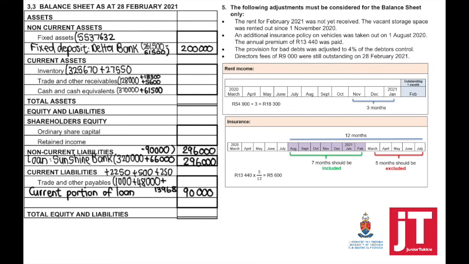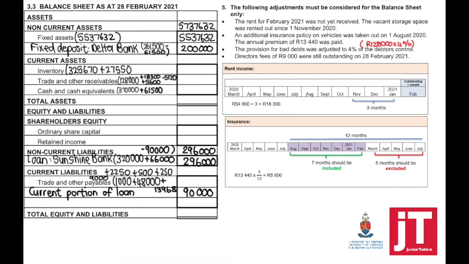Provision for bad debts must be adjusted to 4% of the debtor's control. Provision for bad debts is always subtracted from the debtor's control. We are going to take 128,000 times 4%, and that will be minus 5,120. Directors' fees of 9,000 was still outstanding on 28 February 2021. If it's still outstanding, it means it needs to be added. This is an expense, so it will go to accrued expense, which forms part of trade and other payables, plus 9,000.